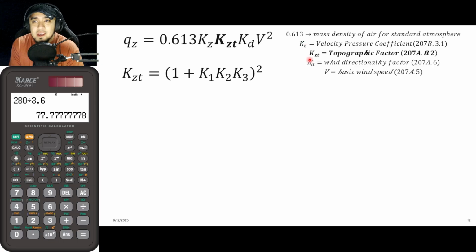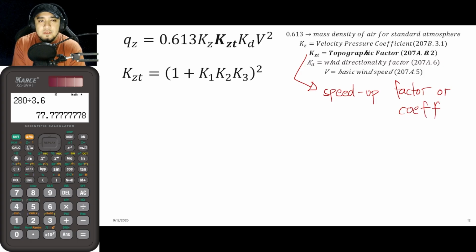Anyway, so again, KZT, that stands for topographic factor. And in some cases, they actually call this the speed up factor or coefficient. Okay, so this is given by this equation. Kzt is equal to 1 plus k1 plus k2 plus k3 for structures that are located on hills and escarpments. And if it is not located in those areas, kzt is equal to 1.